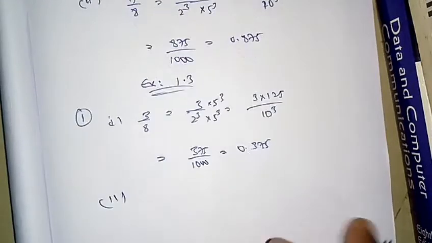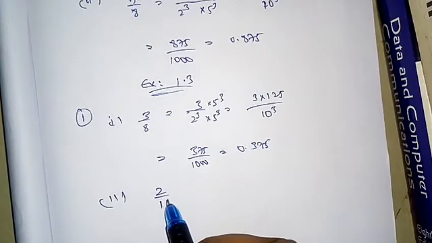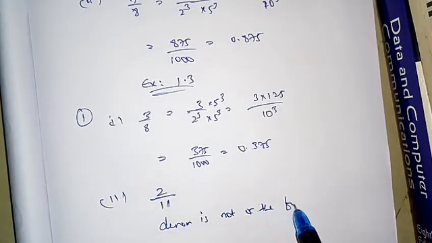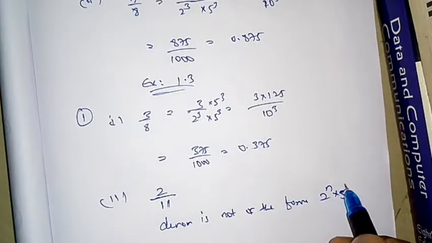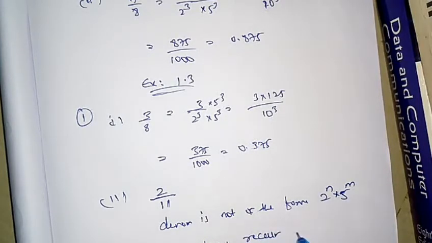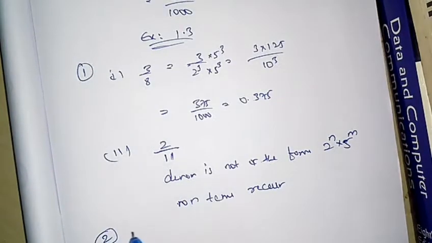Second one, 2 by 11. 11 is a prime number and the denominator is not of the form 2 power n into 5 power m. So this is non-terminating recurring, non-terminating and recurring. That's all for the second one.